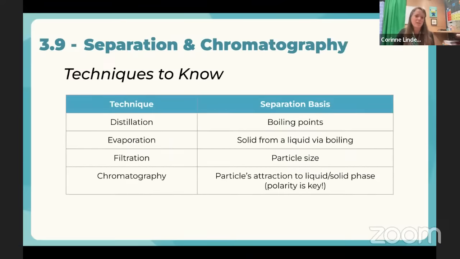The other things in Unit 3, you have different separation techniques. So know how things are separated according to each of these techniques. Distillation is based on boiling point, evaporation. You're removing a liquid by boiling it off, right? Filtration is separation based on particle size. And then chromatography is the big one. It's based on the particles' attraction to the liquid or solid phase. So it's all about polarity. Whether you're looking at paper chromatography, which is probably a lab technique you have done, or gas chromatography or liquid chromatography, one of those analytical techniques you've learned but probably have not actually seen, just know that it's all based on polarity. Again, connecting into those intermolecular forces.